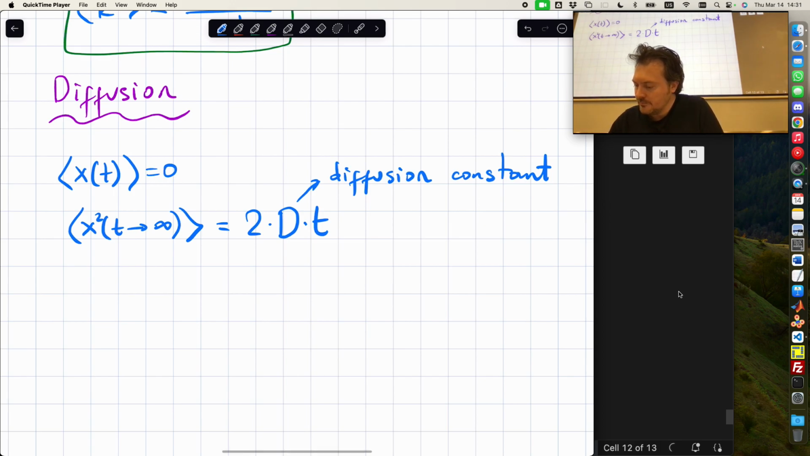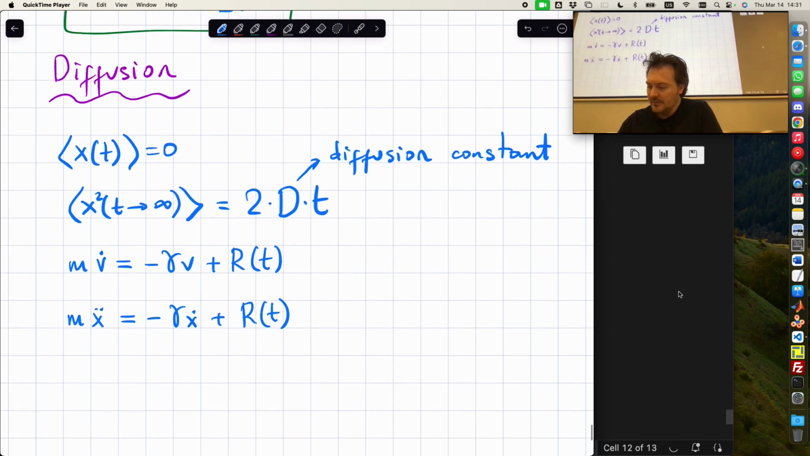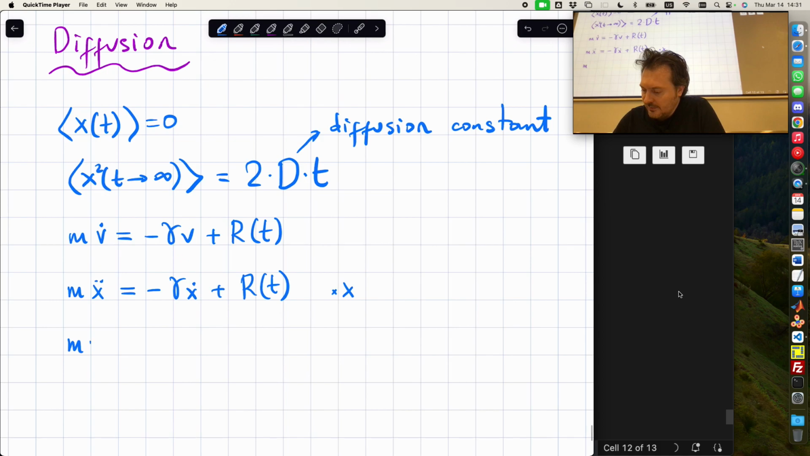What is our equation? Our equation is m v dot equals minus gamma v plus R(t). Do you remember this? Let me write it down as m x double dot equals minus gamma x dot plus R(t). Do you have any objection to this? No. Now we are going to use a trick. The trick is to multiply both sides by x. If you do that, then it's m x x double dot equals minus gamma x x dot plus x(t) R(t).